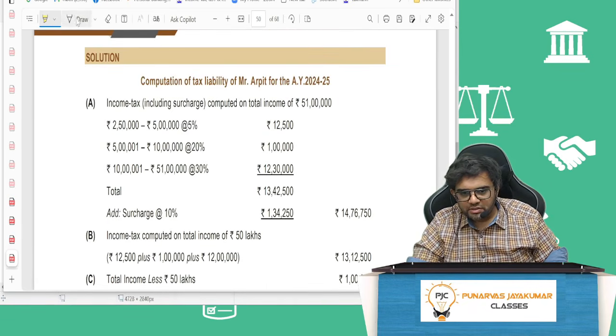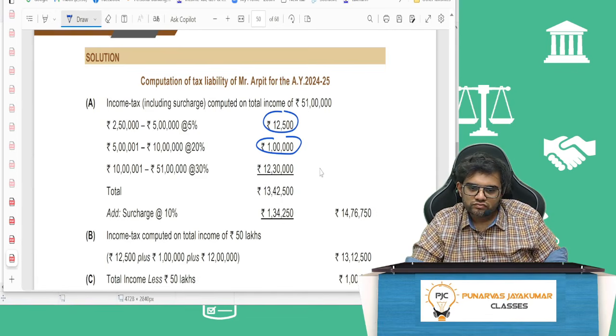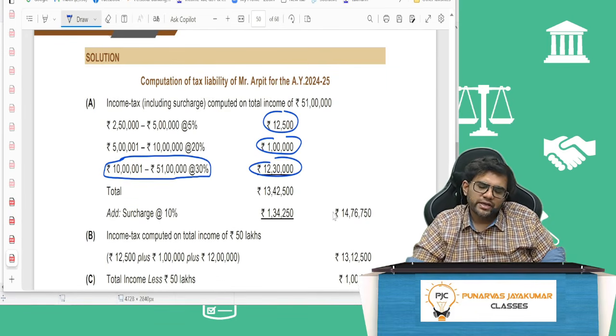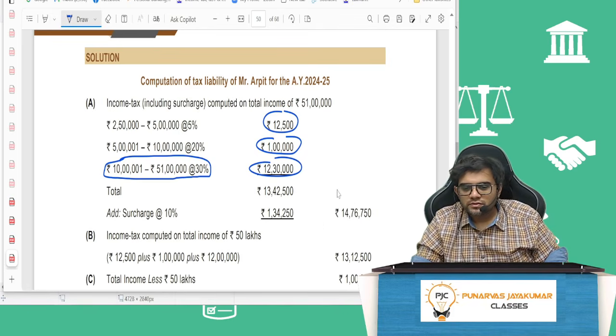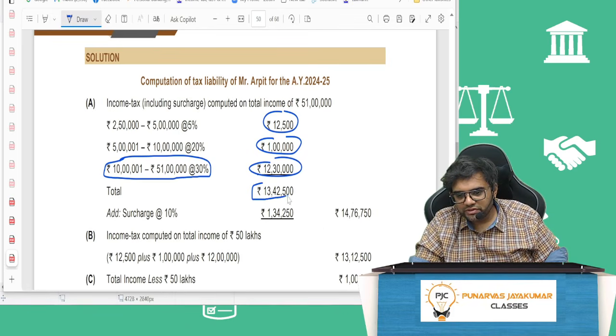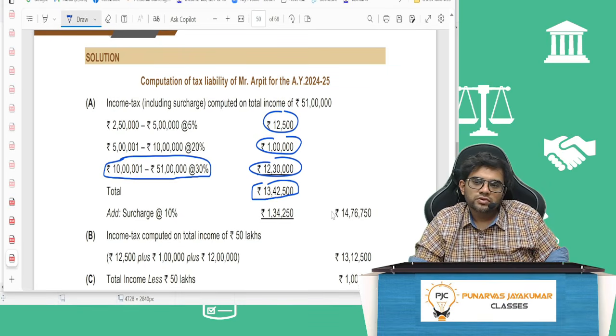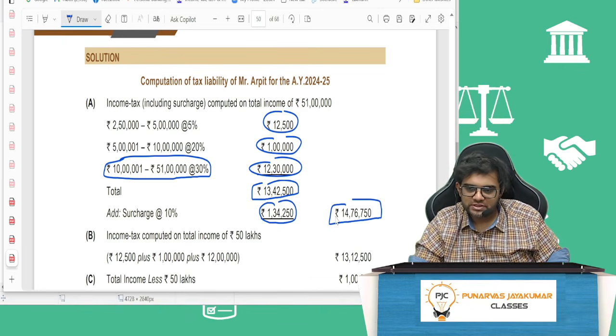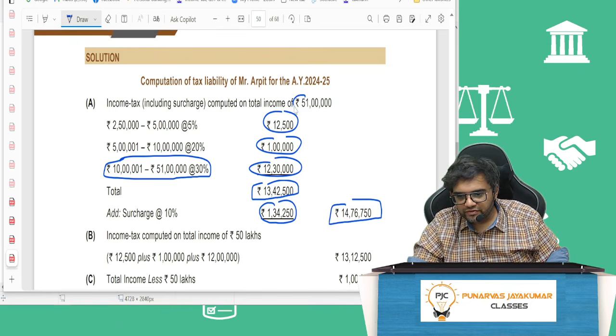So you see, basically up to 10 lakh, how much you have to pay? 1 lakh 12,500 we know. 10 lakh to 51 lakh, for 41 lakh rupees, we are paying 12 lakh 30,000. Total will be 13 lakh 42,500. To this, I have to add surcharge of 1 lakh 34,250. I am getting 14 lakh 76,750 rupees. So normally for 51 lakh I am paying 14 lakh 76,750.